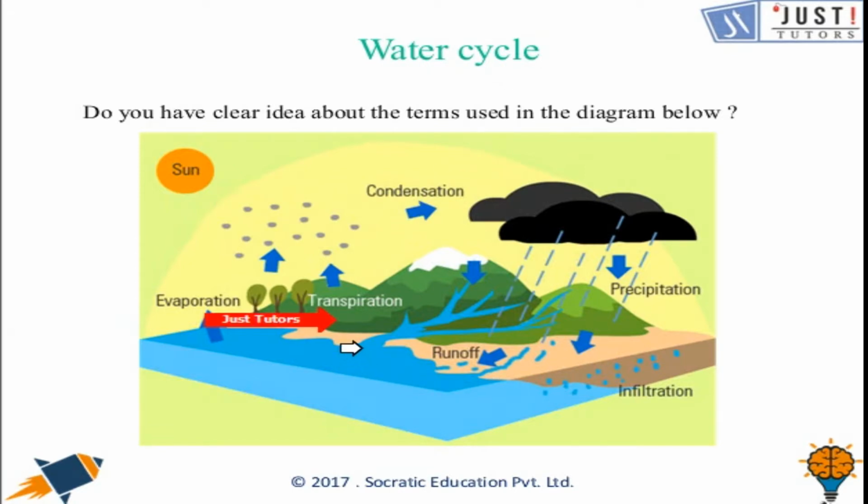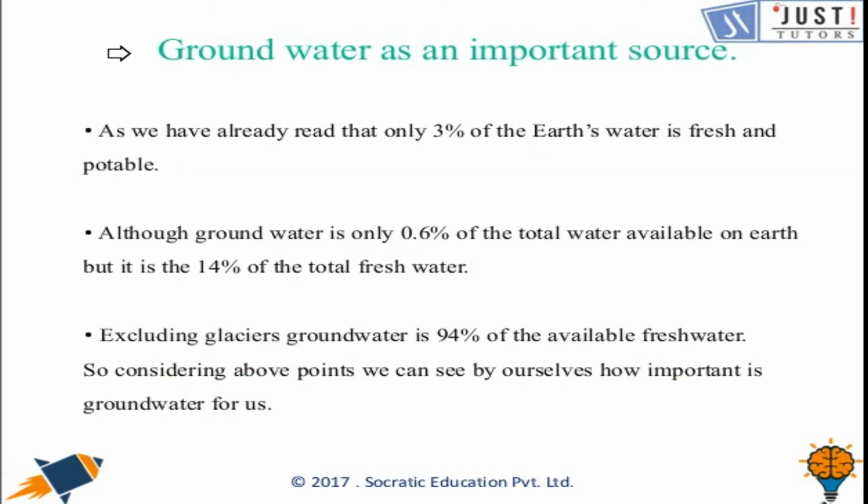The next one is transpiration, which means the process of water movement throughout a plant and its evaporation from aerial parts such as leaves, stems, and flowers. And the next one is precipitation, which means the creation of a solid from a solution. So this was all about different terms used here in the diagram. Now let's move forward.